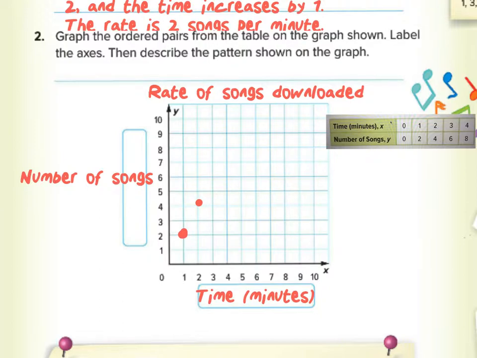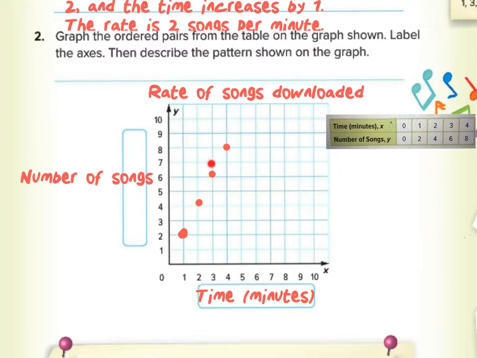Oops, a little too high. 6 songs. Still too high. That's the best I can do. And in the fourth minute, we have 8 songs. There we go. And that's how our rate of change looks.